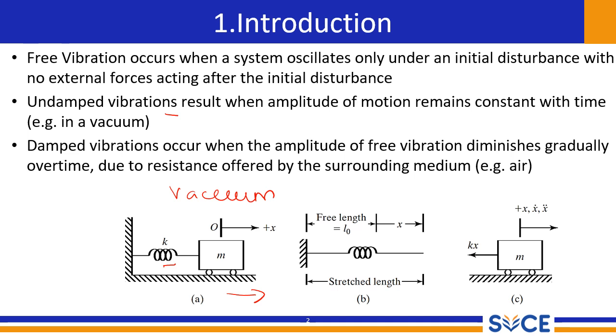On the other hand, damped vibration occurs when the amplitude of free vibration diminishes gradually over a period of time due to resistance offered by the surrounding medium, such as air. As the system oscillates, the energy is lost to the medium, causing the amplitude to decrease until the motion eventually ceases.